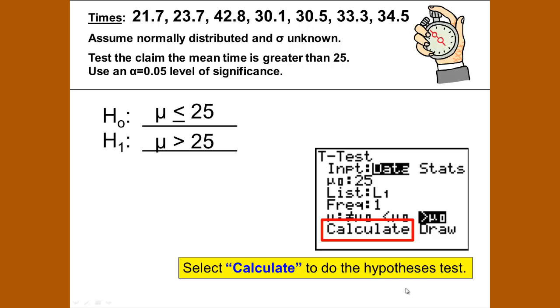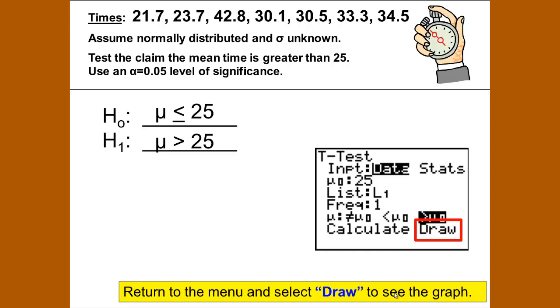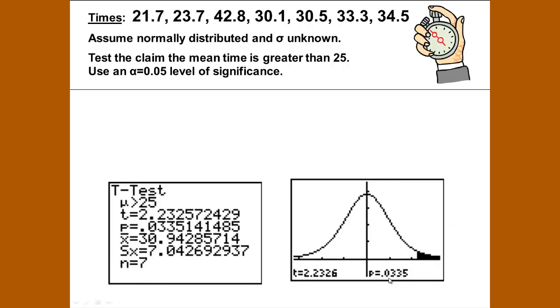We can select either the calculator or the draw, and actually I will show you both results, and it will be best for you to look at both results on your calculator as well. So select calculator to do the hypothesis test, and then return to the menu and select draw to see the graph. You cannot select both at the same time. You will have to return to the menu to select the second option. Here are the results for both options. Again, you can only see one result at a time. With the magic of a PowerPoint, I can show you both results.